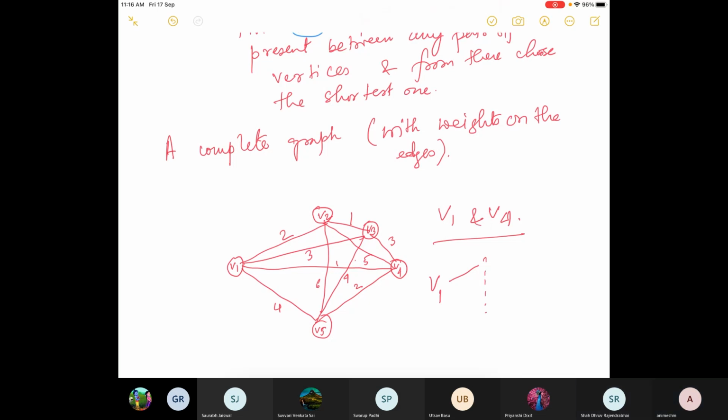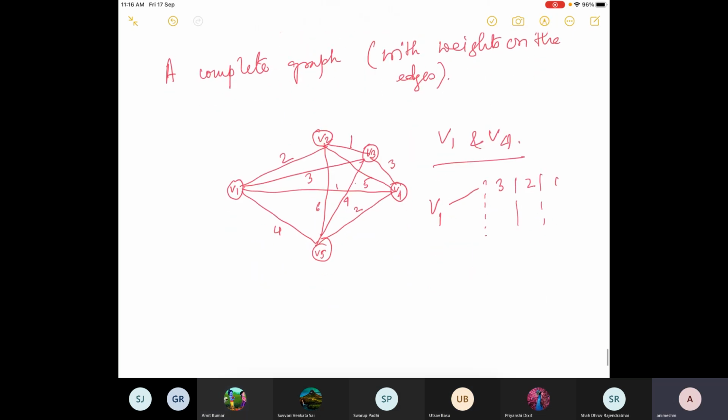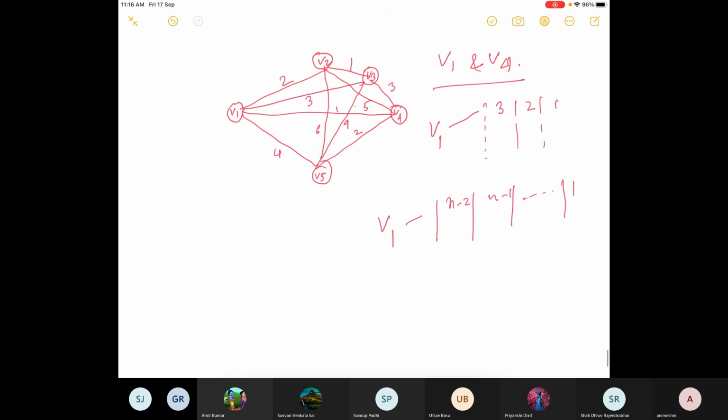3. Then 2, and then 1. Now try to generalize this for n vertices. Yes, (n minus 2) factorial. So basically here n minus 2, then n minus 1, up until 1, right?